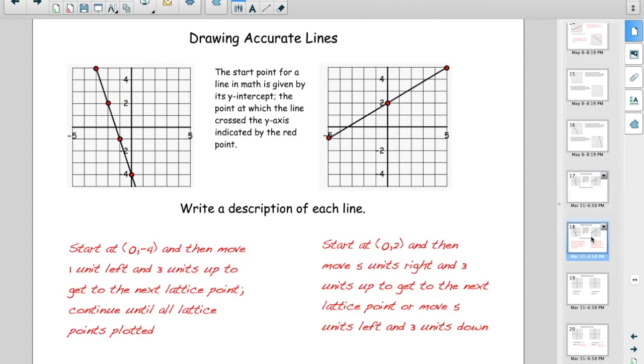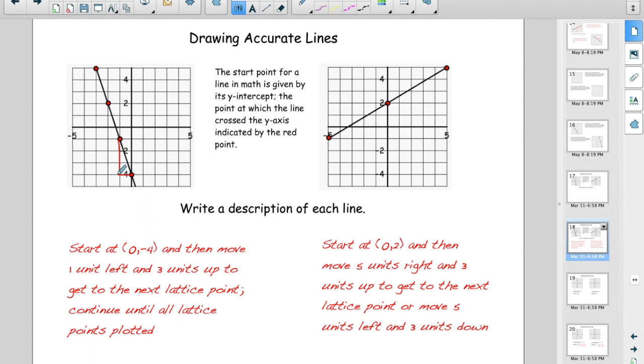All right, resuming. So the first thing I did, on this particular line, is I located all of the lattice points. There they all are. And then I looked at that. That has gone 1 full unit to the left. That's 1 full unit up, 2 full units up, and 3 full units up. So I'm going to start right here. That's the point (0, -4). So I'm going to tell someone start at the point (0, -4).